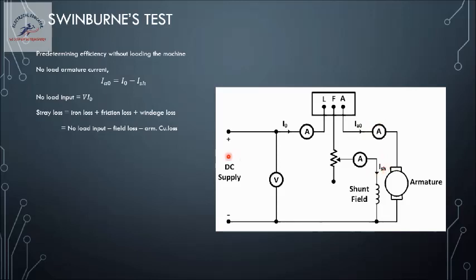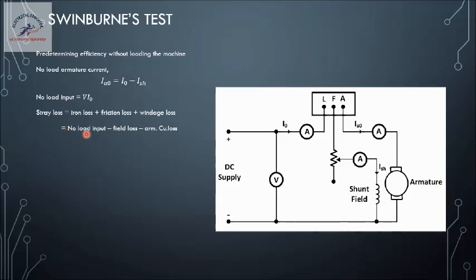From the no load input, if we subtract the field losses and armature copper losses, whatever value is left is called stray loss, because these are the miscellaneous losses as per our original definition. If field loss plus armature loss were equal to the input, then stray loss would be zero, which is practically not possible. This stray loss will be present, though to a very small value, because it cannot be ignored. Roughly we can take it as 1% of the total losses, but this is the method to accurately find out the stray loss.